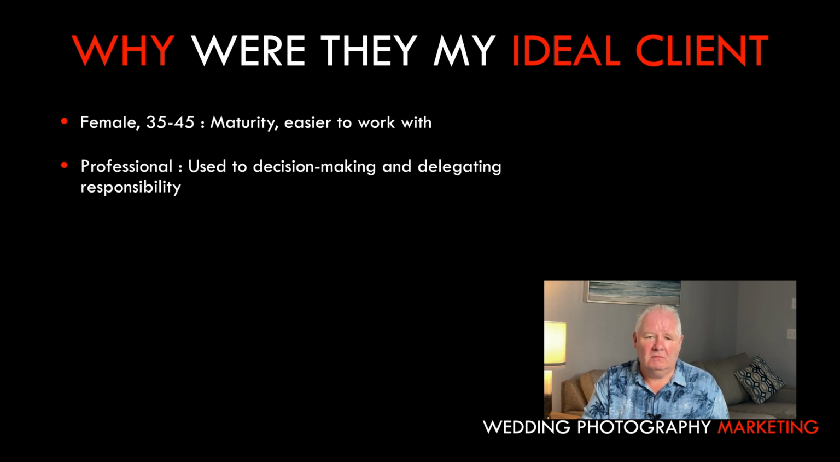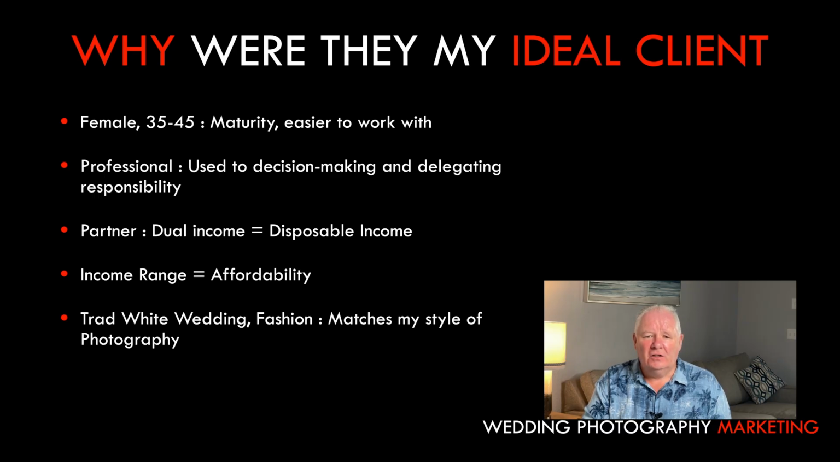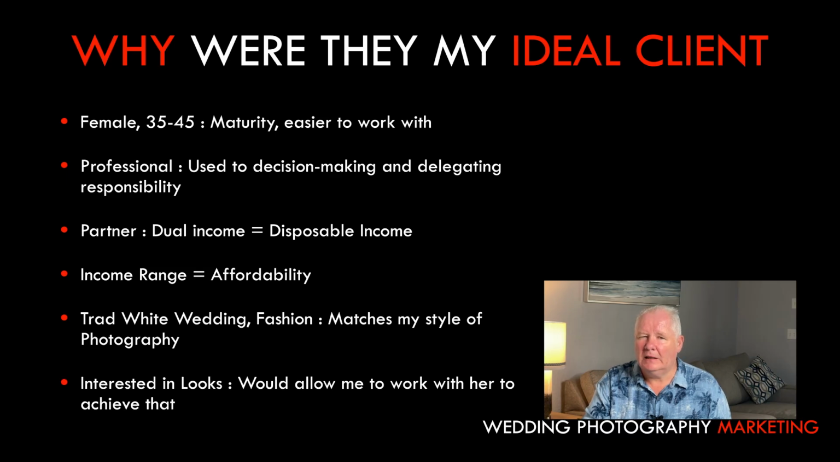Decision making: professionals are used to decision making and delegating responsibility. They have no problem with you taking that responsibility, taking things off them to get done, and they trust you to do it. A partner with dual income means they've typically got a disposable income. That income range means stuff like this is affordable to them. Traditional white wedding and they like fashion magazines. That matched my style of photography, which was kind of fashion focused.